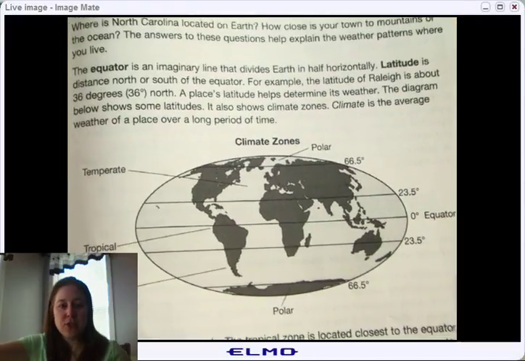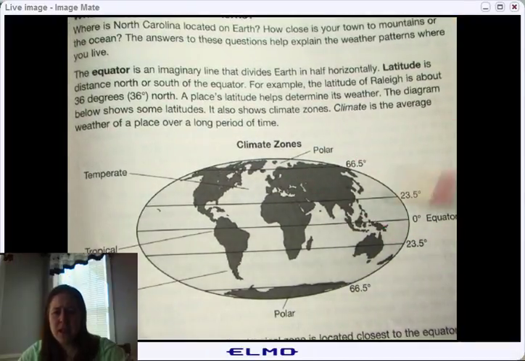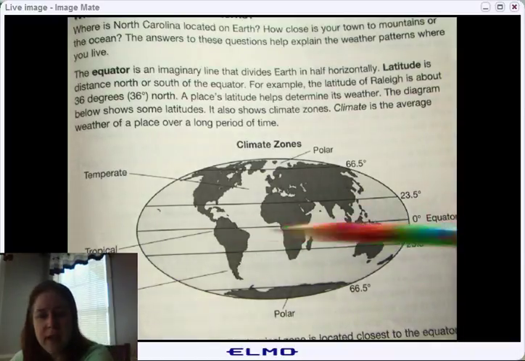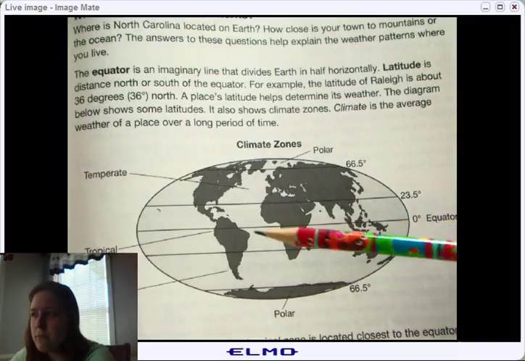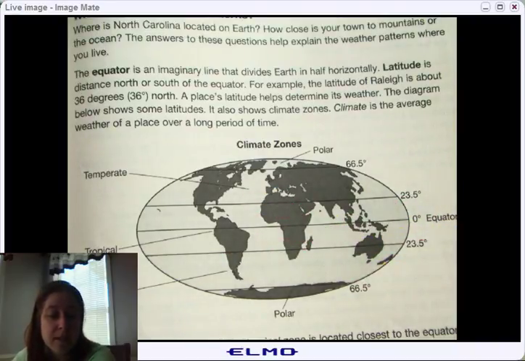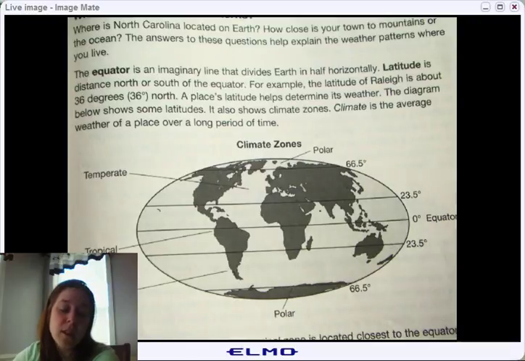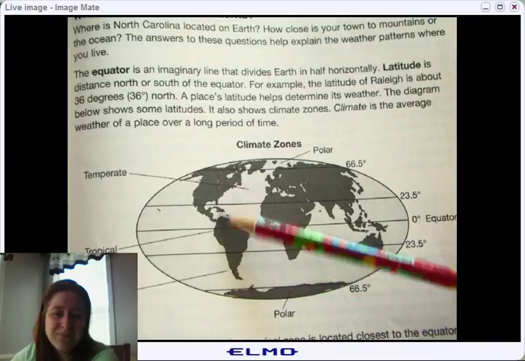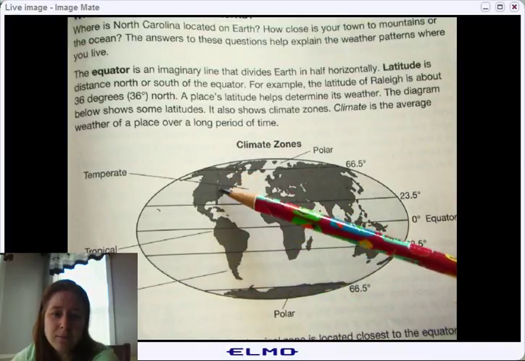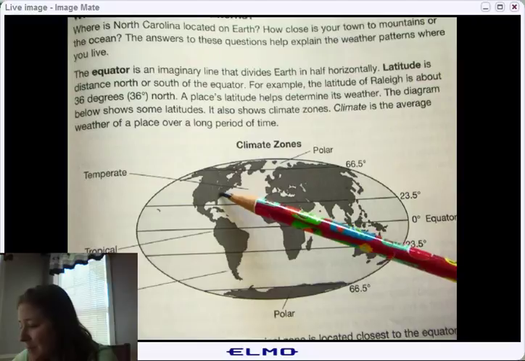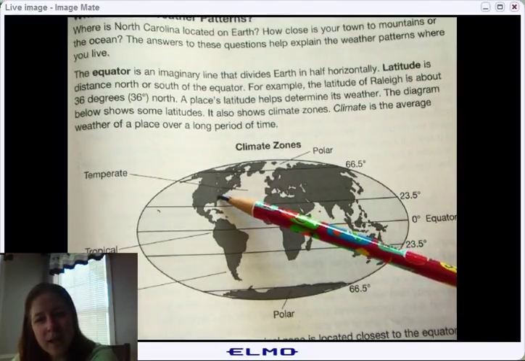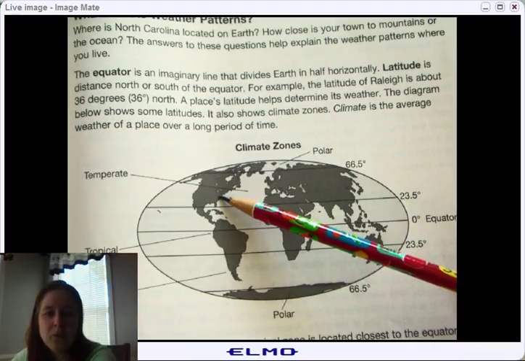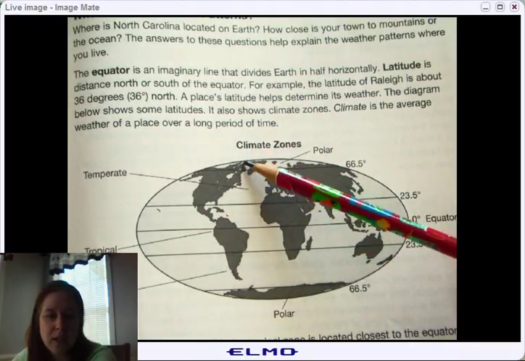So if you'll look right here, here are your latitudes. Here's the equator. We know the equator is one of the warmest places on Earth, and that's why South America is very warm. And we are located right about around here. So we are not at 23.5, we're a little above it. That's why they're saying we're about 36 degrees north. So we are closer to the North Pole.